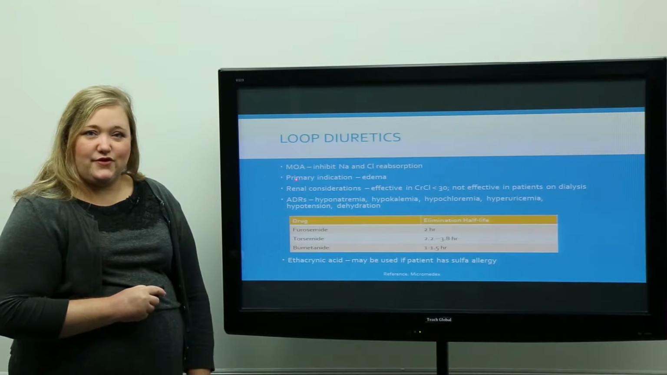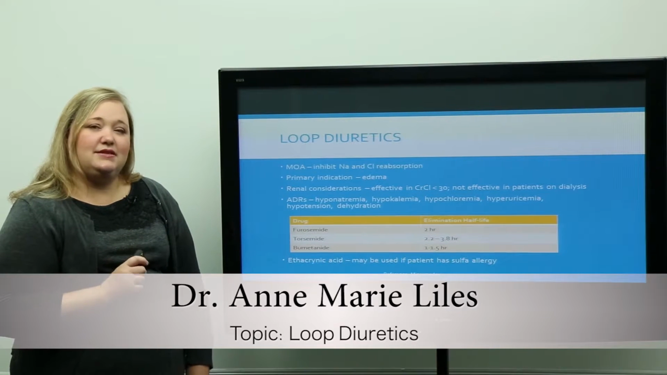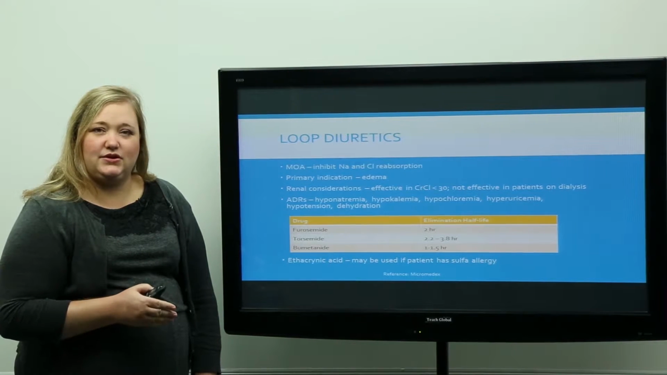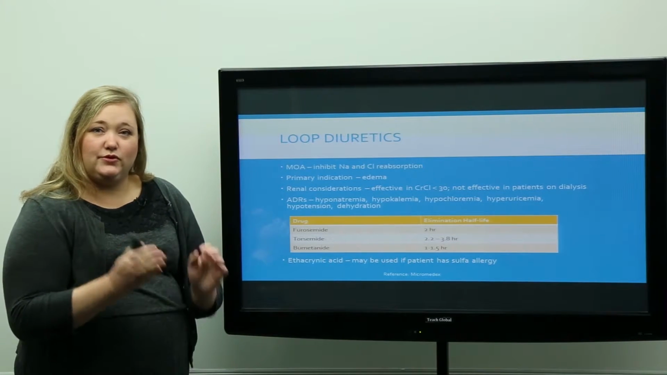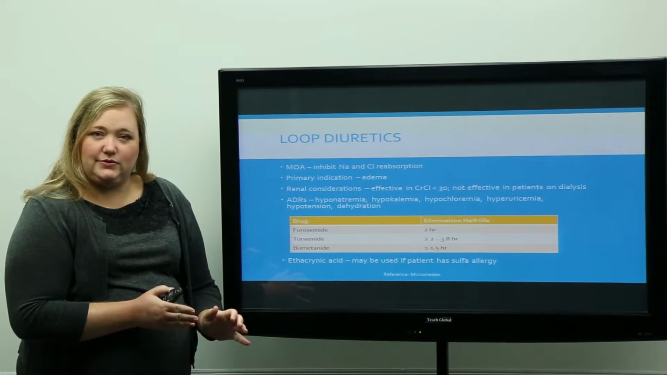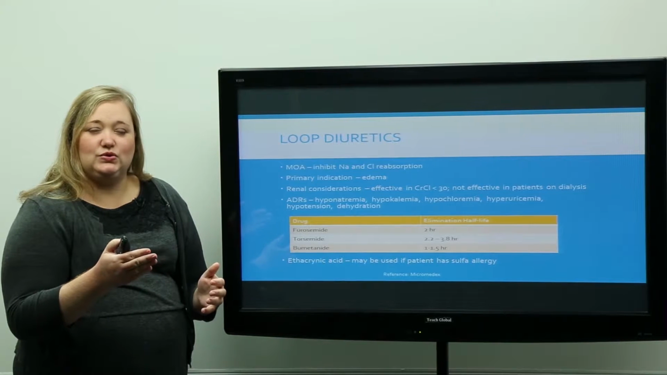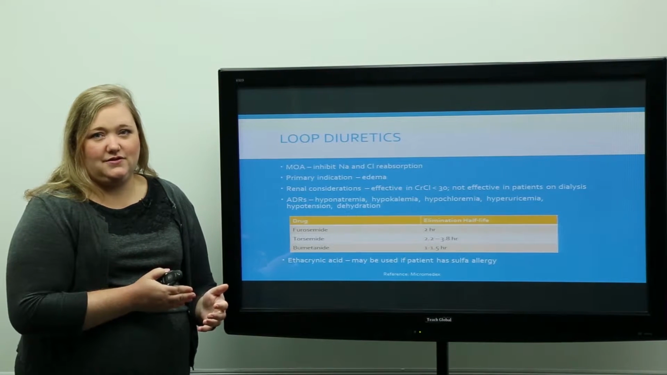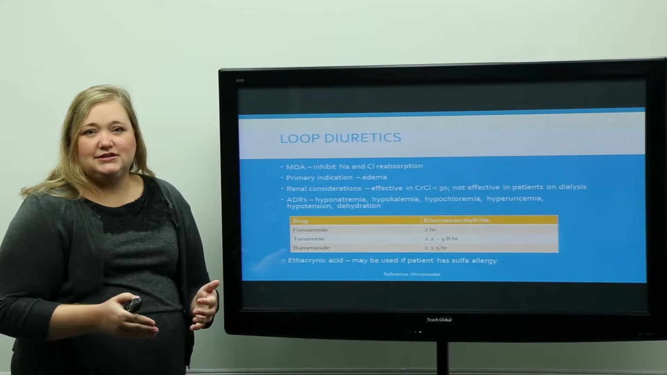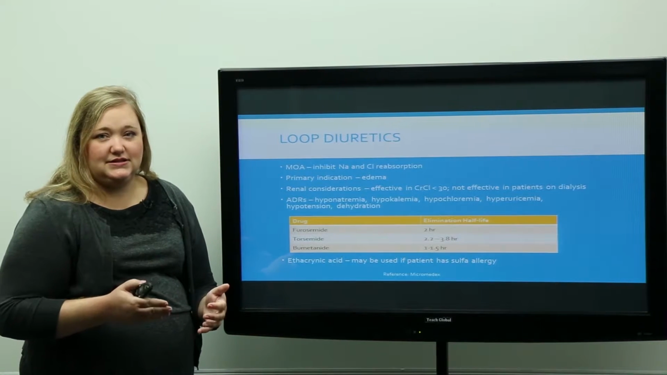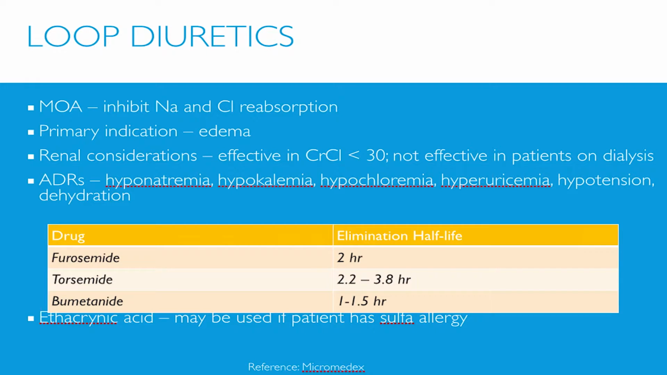Mechanism of action, which we've already discussed, is to inhibit that sodium and chloride reabsorption. And again, if we're inhibiting sodium reabsorption, we're keeping more sodium in the nephron or the tubule, and therefore water is following that, and that is going to decrease fluid overload. So it's going to decrease the volume of fluid that's in the vasculature, in the systemic circulation.